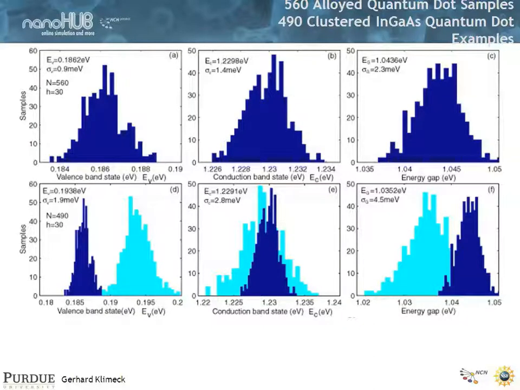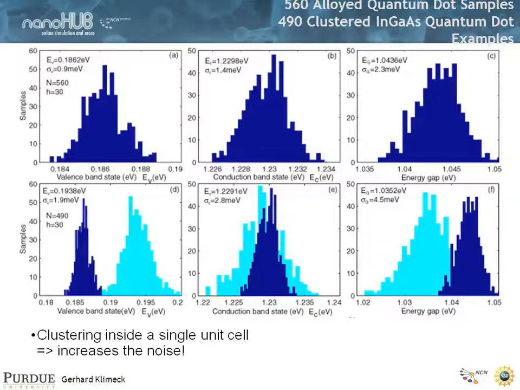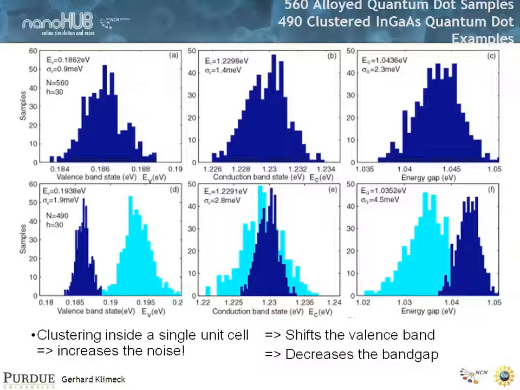Now also the sigma of the gap goes from 2 to 4.5 milli-electron volt. So the distribution function gets broader. Clustering makes the line width a little bit broader. So it makes a difference: it increases the noise, it shifts the valence band, and it decreases the gap. So why does the noise increase?